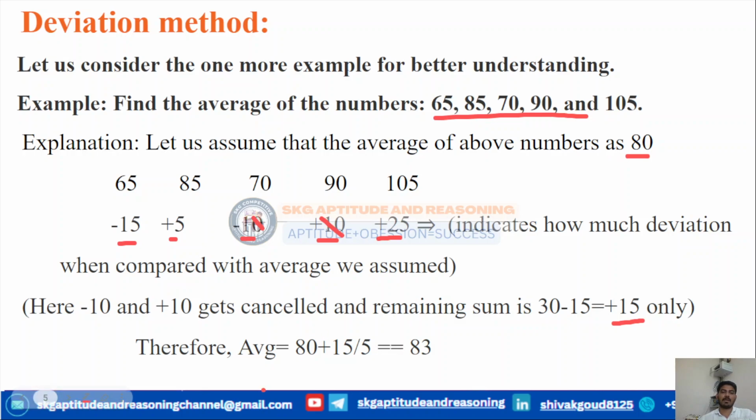So what is the assumed average? The assumed average is 80, and how much are we getting extra here? We are getting 15 as extra for 5 observations. So the average of all these numbers will be 83. This is the easiest method to find the average of a given set of numbers, by using the deviation method. Let us discuss some example problems using this method.